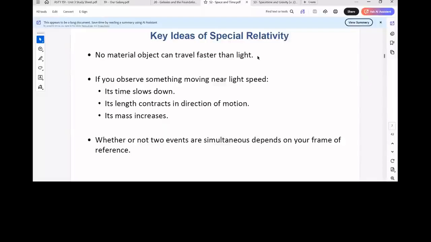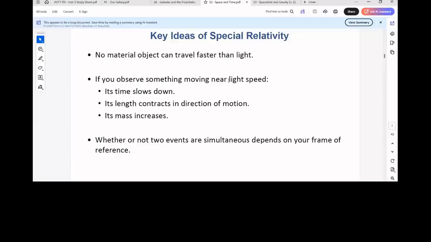The first one is a familiar one. No material object can travel faster than light. No material object can travel as fast as light either, which is why we set up our thought experiments to assume that our scenarios all involved moving close to the speed of light. So 0.9 times c is something that we used a bunch of times.